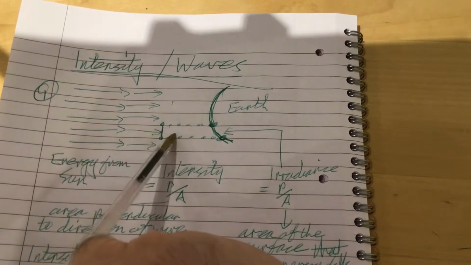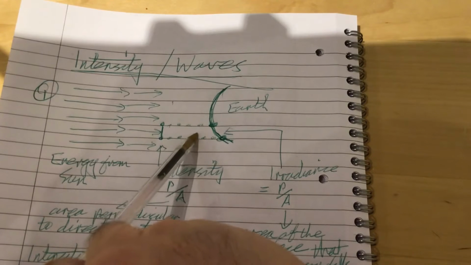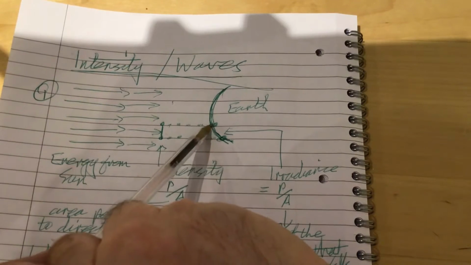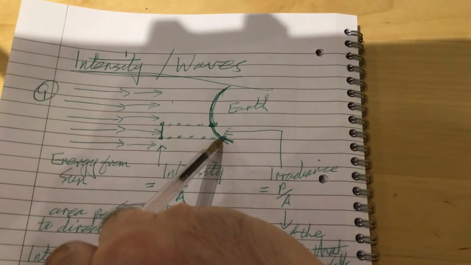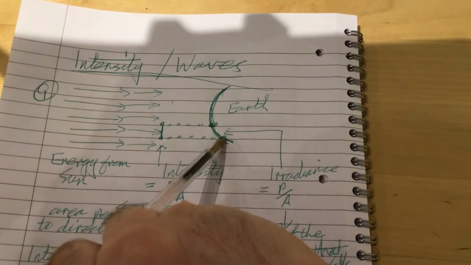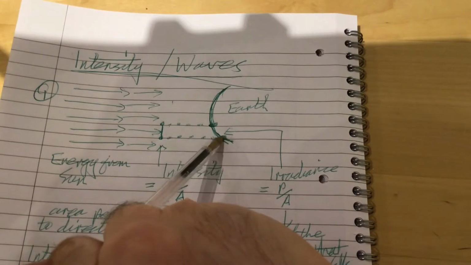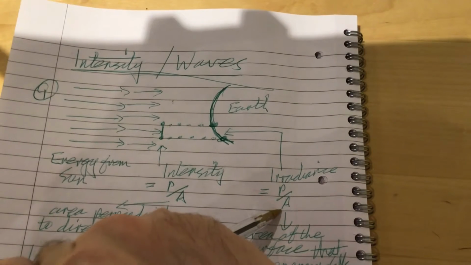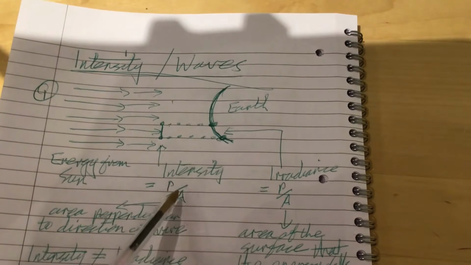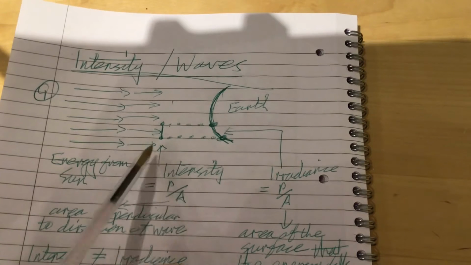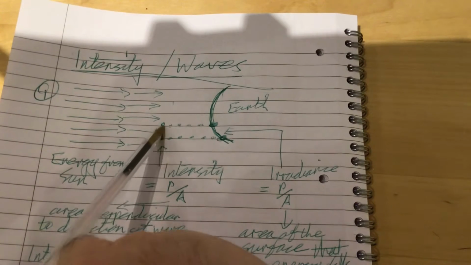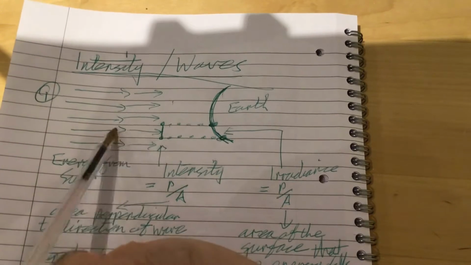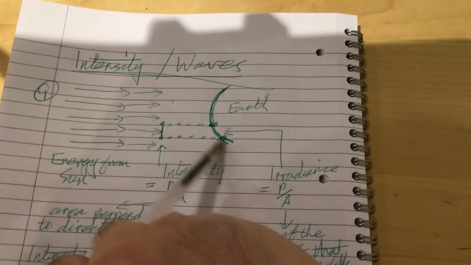However, those same rays of light, when they pass on and eventually reach the Earth's surface, well, we know the Earth's surface is curved, and consequently the area that those rays of light strike is going to be greater if we're calculating irradiance than it is if we're calculating intensity, because for intensity we're calculating the area perpendicular to the rays of light, to the energy, to the wave.